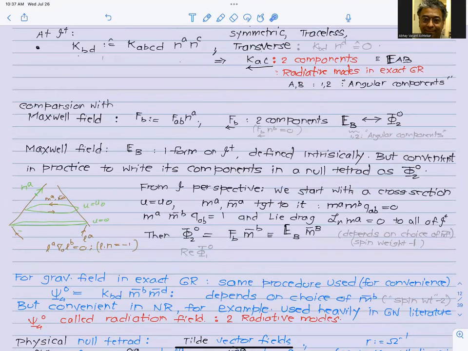Comparing with the Maxwell field, I take F_AB and pull back F, and it has two components, which I can call E_B, and these two components were phi_2 naught. Now, the Maxwell field E_B is a one-form on scri plus, defined intrinsically because I pulled it back. But it is inconvenient in practice, so I write its components in the null tetrad. I could just live with this, but I plug into it m-bar^B, and that gives me phi_2 naught. So therefore, we use phi_2 naught.